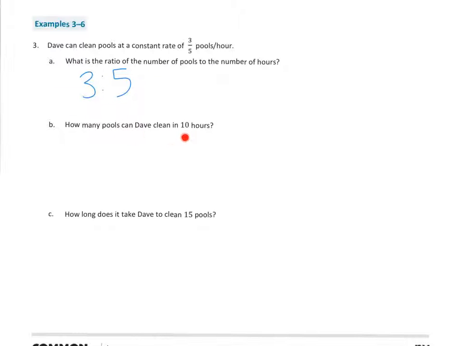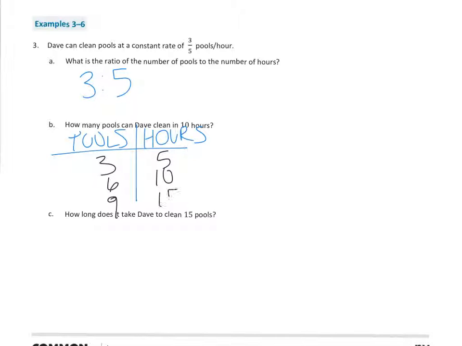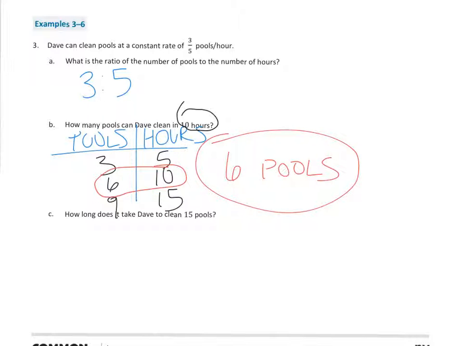So how many pools can Dave clean in 10 hours? Let's see. Pools. Hours. So originally we had 3 to 5. I'm going to go 6, 9, 5, 10, 15. Okay, so we wanted 10 hours. Well, this is the hours side, and oh, here we go. 10 hours. So 6 pools.